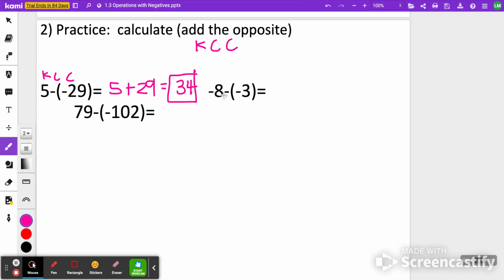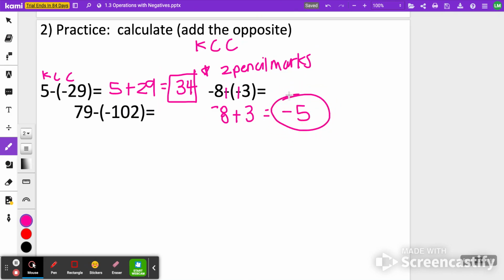Another way you can show adding the opposite, I'll do that with this second example. Keep, change. Keep negative 8, change minus to plus, change negative 3 to positive 3. This is called 2 pencil marks. Okay, so that means you could just do adding the opposite with only 2 pencil marks, and it works every which way you want to do it. So now this is actually negative 8 plus 3. These are different signs, so we subtract them. 8 minus 3 is 5. Bigger sign is negative, so my answer is negative.